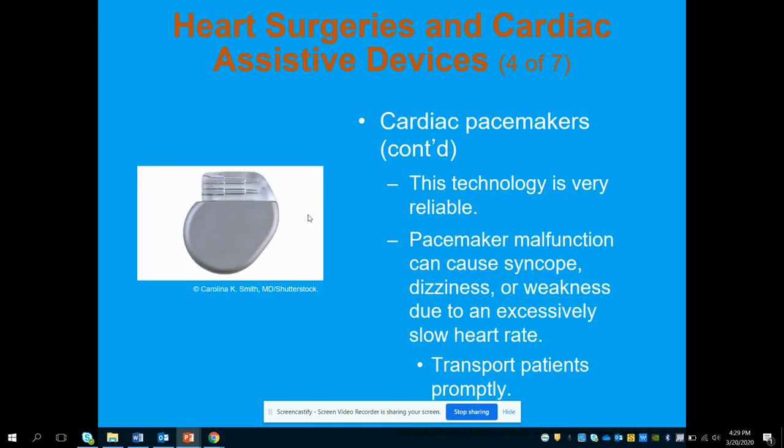This is kind of what one looks like. That would be placed right underneath the skin. And again, the small wires feed directly into the heart, and they provide that electrical impulse as needed or all the time, depending on what it is.